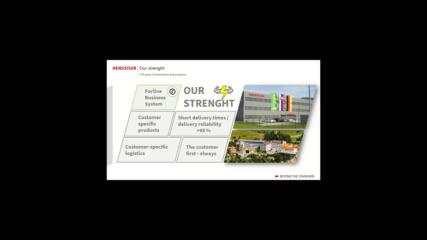We do have the capability of producing customer specific products. We do have customer specific logistics: we stock and sell for somebody, and we can ship in batches. And we always keep the customer first. This is one of our strengths at Fortive and Hengstler as such.